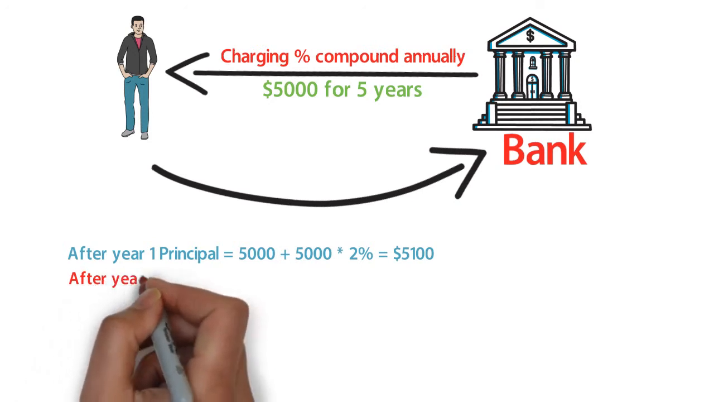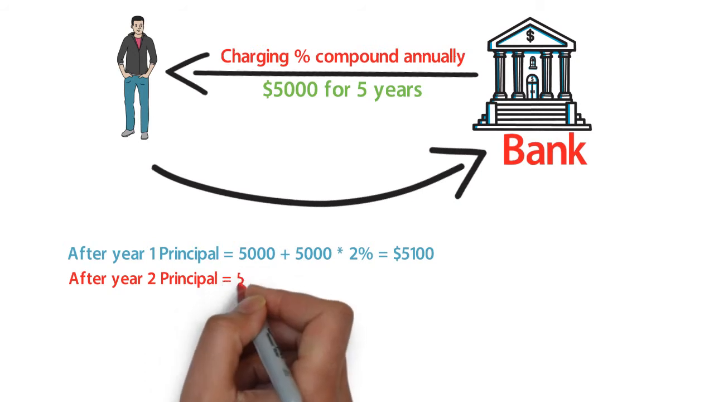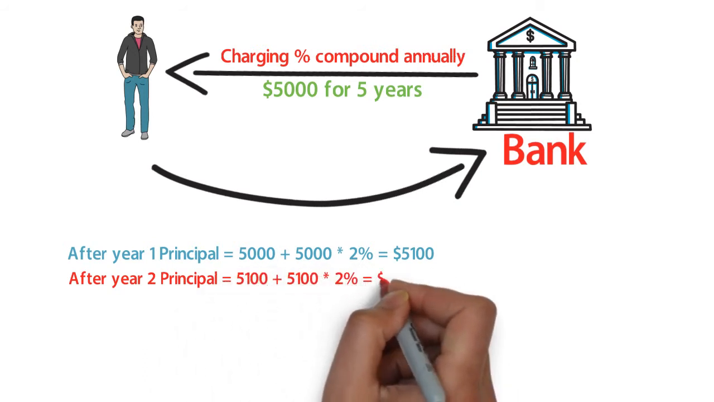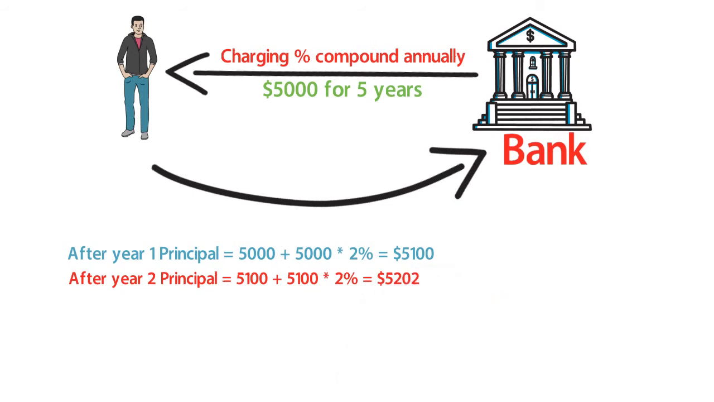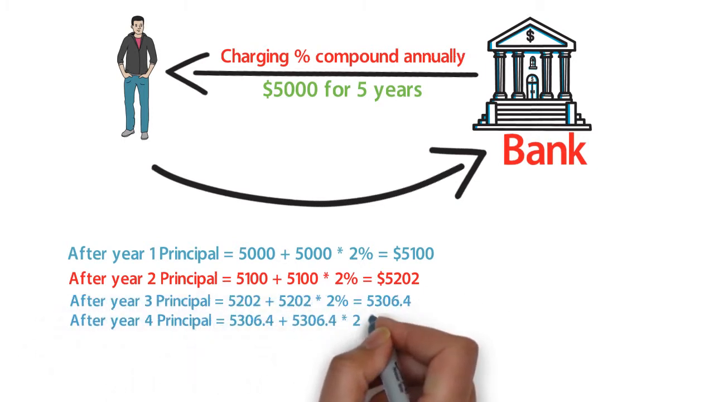Now come to the next year, in which interest will be calculated based on the new principal, that is $5,100 multiplied by 2%, which equals $102. And this amount will be added to the principal at the end of year 1 to find out the principal at the end of year 2, making it equal to $5,202, and that is equal to $5,100 plus the $102 that is calculated.